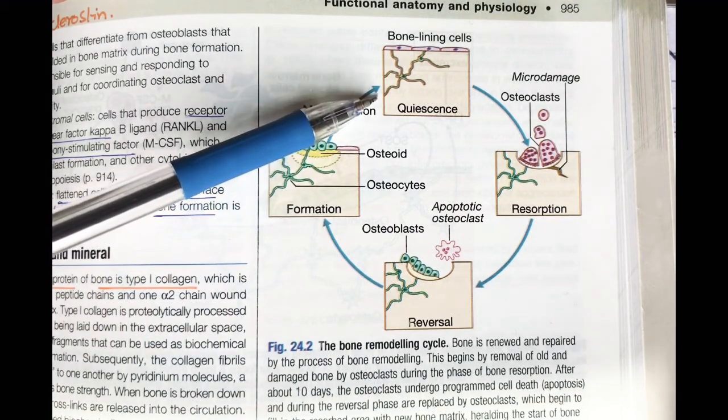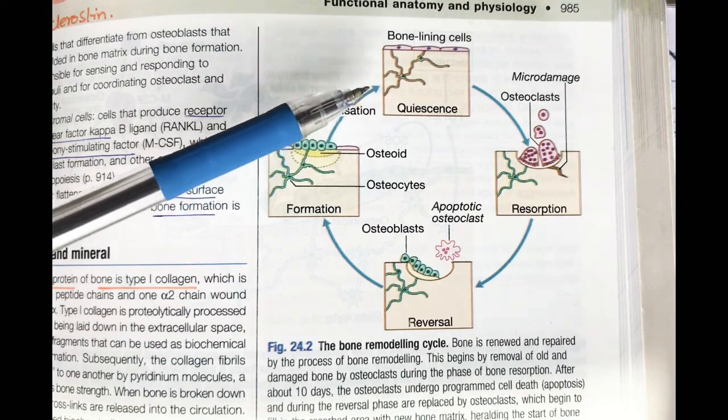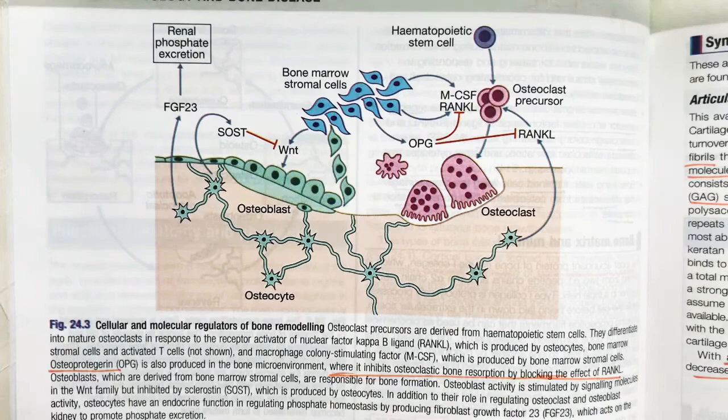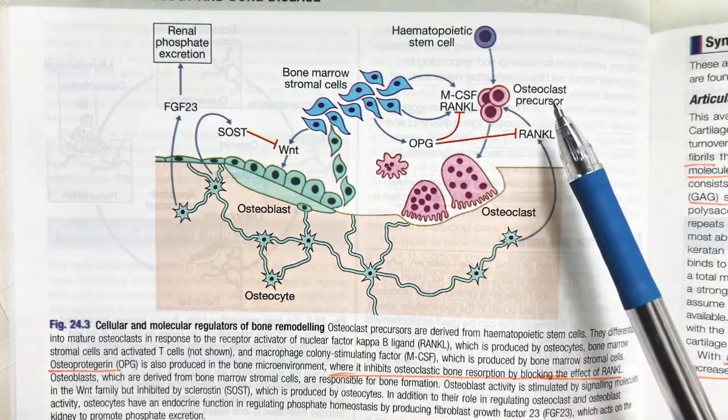At the end, mineralization of the bone takes place, and the normal bone structure will be like this. Now, this is a picture representing the cellular and molecular regulators of bone remodeling. What happens when there is a micro damage?